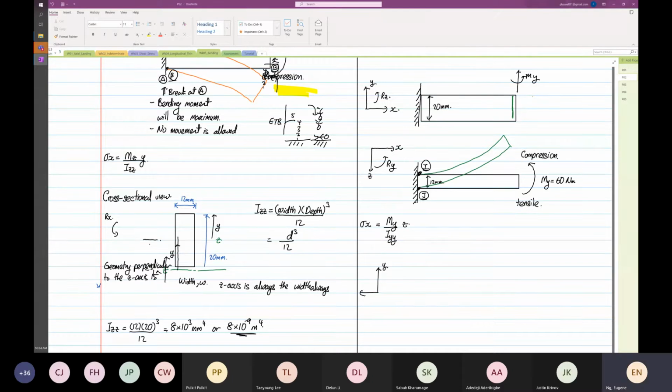So this is my y, and this is my z, right? Now the second moment of area I'm interested in is what? YY. So this is our axis YY. Now, can someone tell me where the width is and where the depth is? Anyone? Can someone tell me, please? The width is along y. Yes.